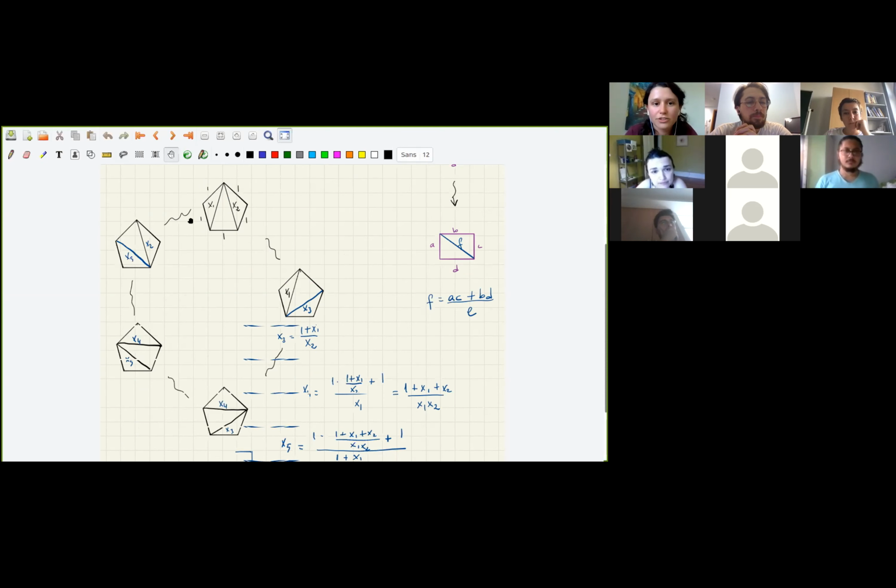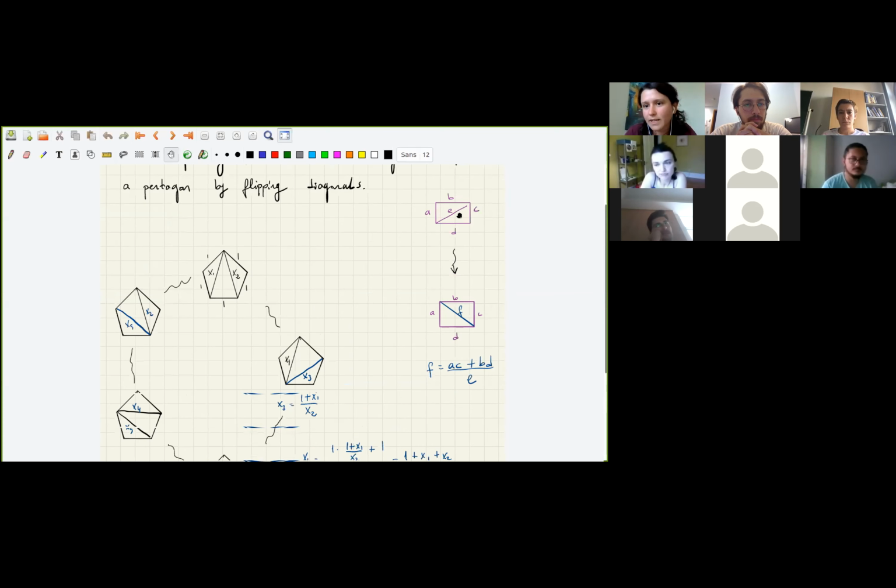I can find all the triangulations of this pentagon by just flipping the diagonal. For instance, if I flip x2, I get this one, which is a new diagonal, and we should assign a new variable to this diagonal. How do we assign these new variables? The rule is very simple. If I have a quadrilateral like this and I flip a diagonal, here E to F, this new variable will be (A times C plus B times D) over E. That's my new variable for the new diagonal I created by flipping.